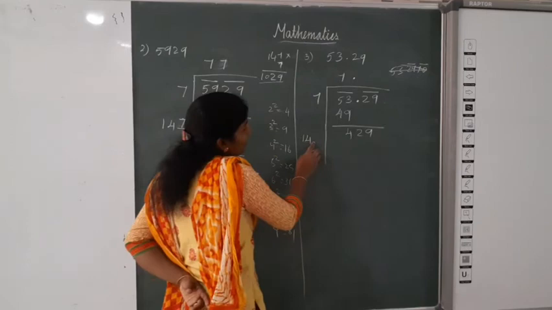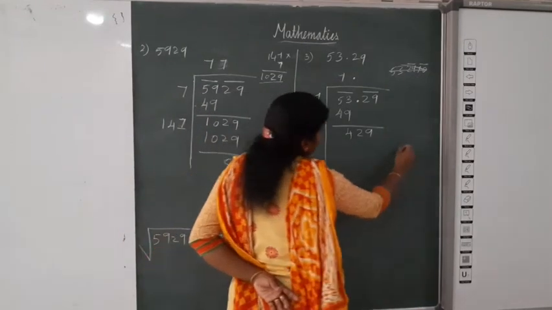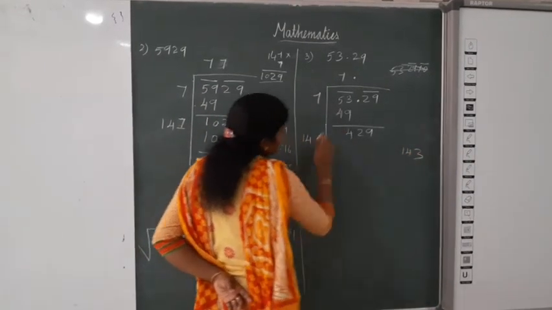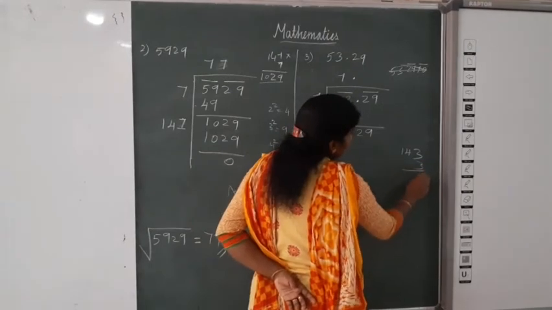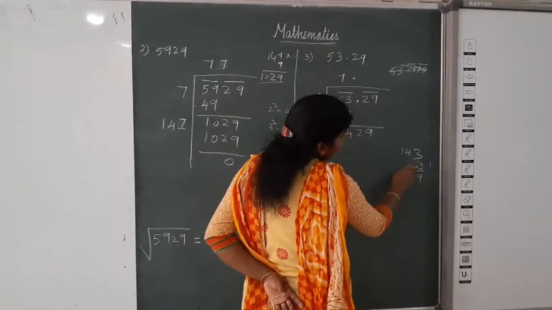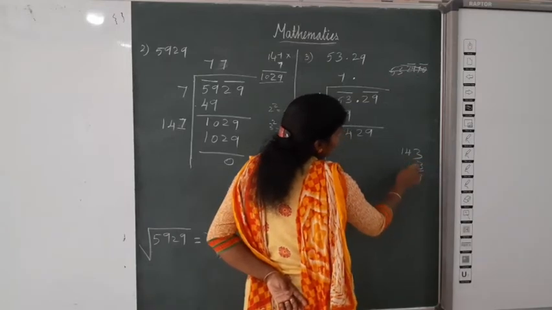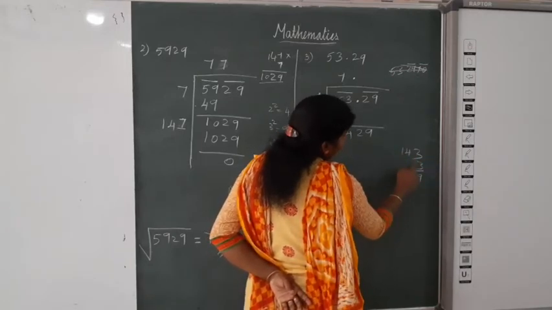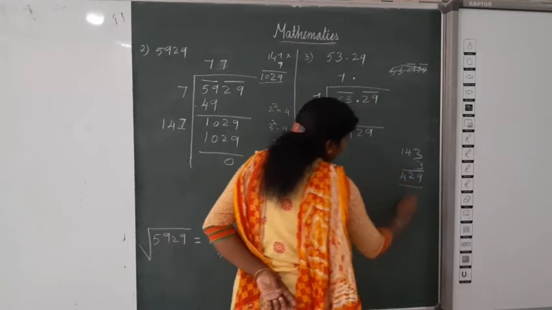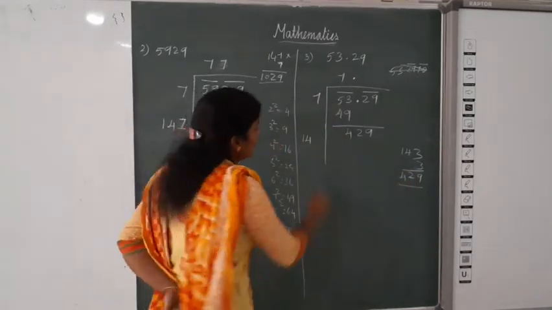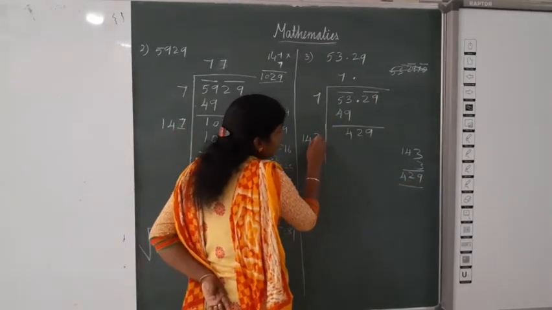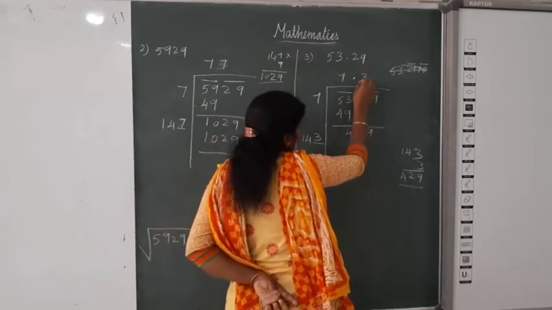Now listen here. If you put 3 here, it means 143. Here also 3. 3 3s are 9. 4 3s are 12. 1 balance. 1 into 3, 3 plus 1, 4. 429. So here we can put that 3 digit. Here also 3.